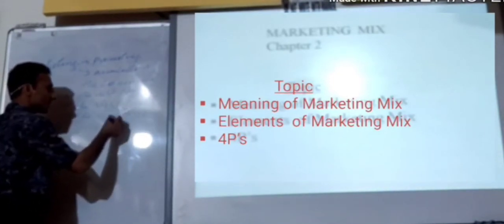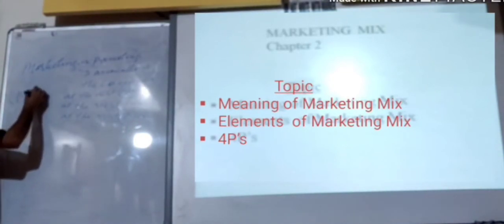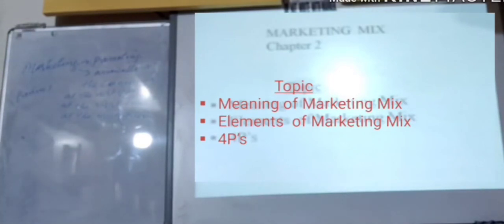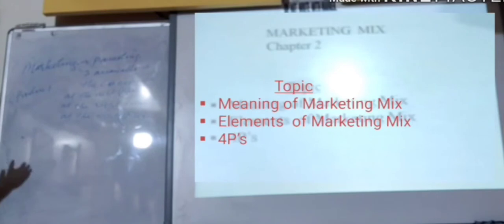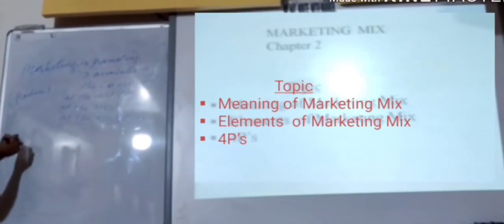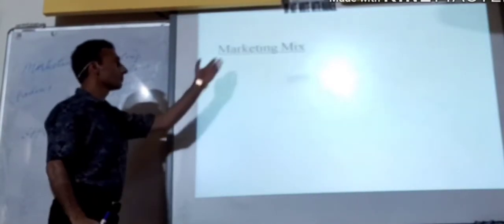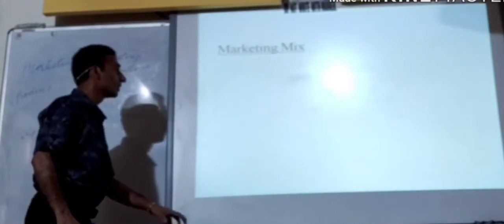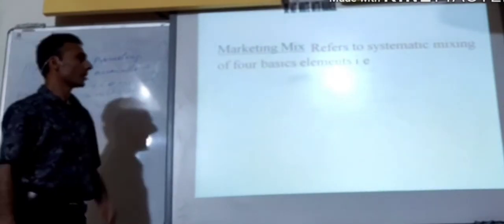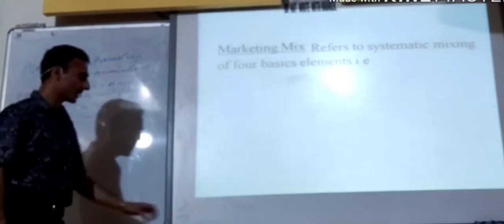So here the important terms are price, place, promoting, and then making available what? The product. These four things are important. A blend of these four elements are made available to the consumers. This blend of four items, or the blend of these 4p's, is known as marketing mix. So if you need to define a marketing mix, we define this as the systematic mixing of four basic elements. What are these four basic elements?